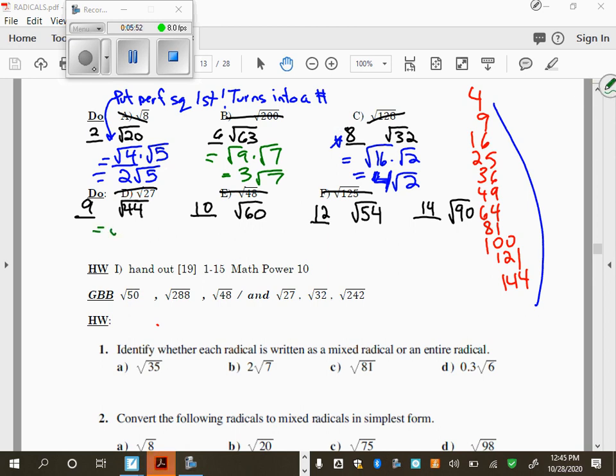Okay, radical 44 is 4 times 11, so 2 radical 11. Radical 60, we haven't seen before. I don't know what it is. Somebody? What's radical 60? 6 times 10? Nope. 4 times 15. And the square root of 4 equals the number 2. So 2 radical 15. Good job.